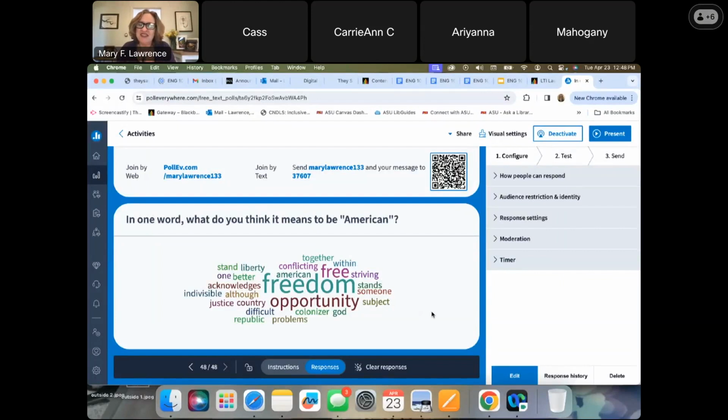dominant impressions. Remember, a while ago, we were talking about the dominant narrative that you hear in mainstream news. The dominant narrative means the most common way that people think about something in our society. So the dominant narrative of what it means to be American is freedom, land of opportunity, free. But then there are counterpoints or counter narratives that are not often talked about, or maybe even hidden. So that's why we have these other ideas of problems, difficult, colonizer, conflicting. It's both of those that we'll talk about during our discussion today.